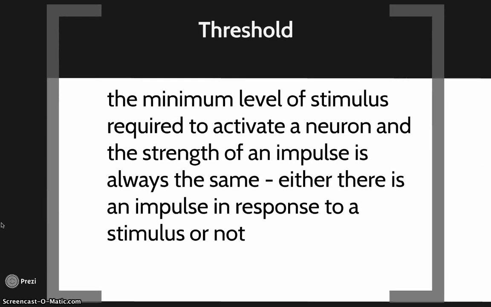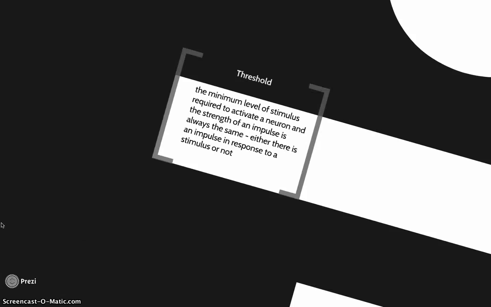The threshold is the minimum level of stimulus required to activate a neuron, and the strength of the impulse is always the same. Either there is an impulse reaction in response to a stimulus or not.